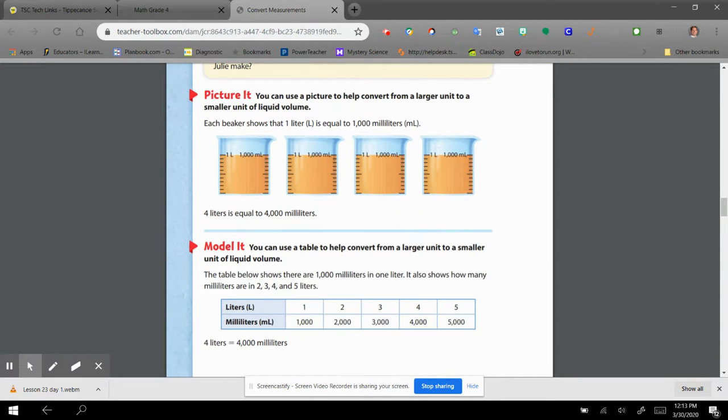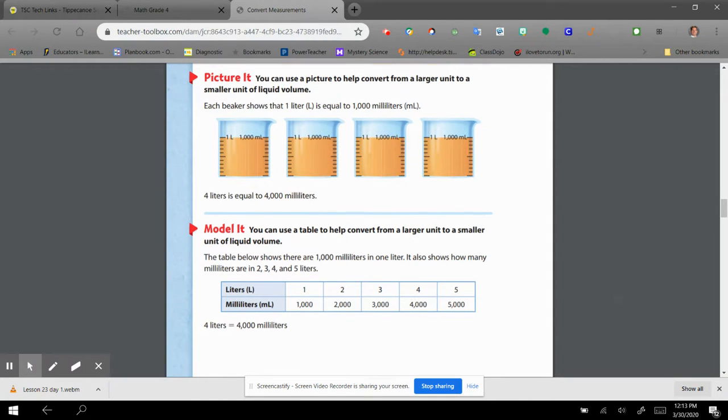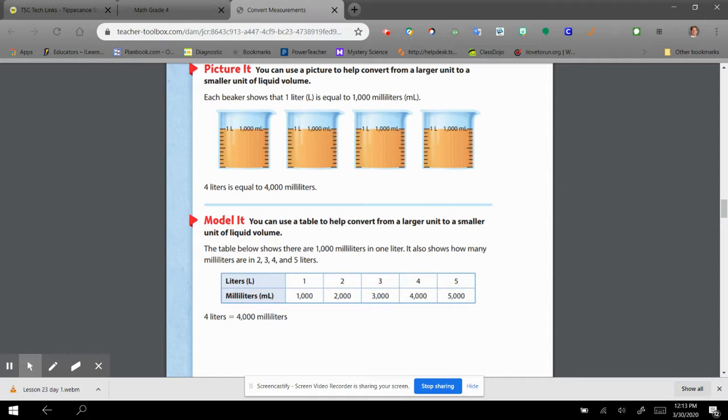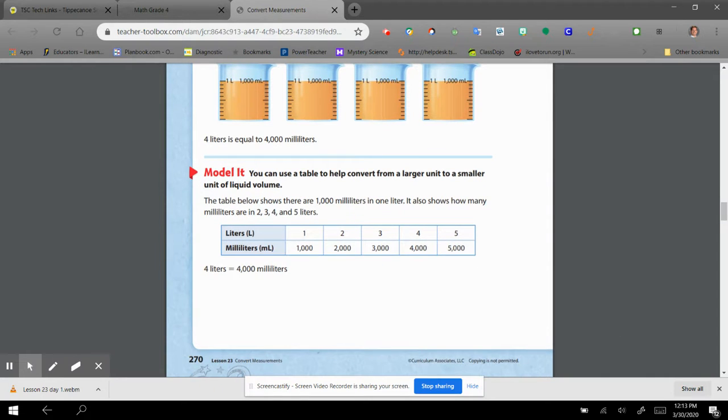You can use a picture. That'll show that 1 liter equals 1,000 milliliters. So 4 liters equals 4,000 milliliters. It's an easy conversion. It's the metric system.